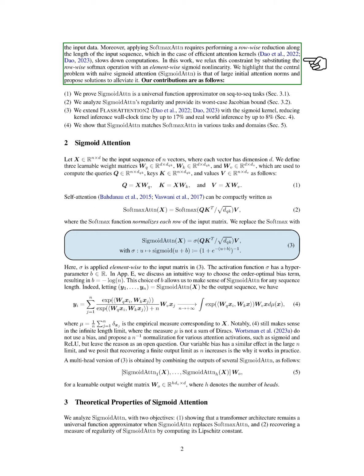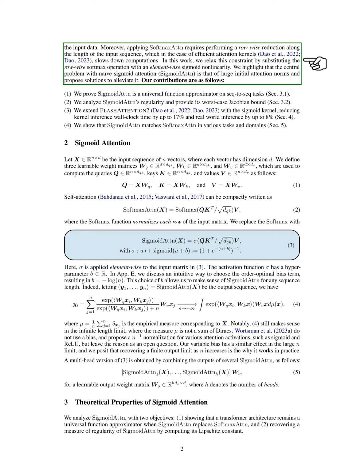We also enhance FLASHSIGMOID with our sigmoid kernel, achieving up to a 17% reduction in kernel inference time and an 8% improvement in real-world inference. We demonstrate that our sigmoid attention matches the performance of traditional softmax across various tasks and domains.